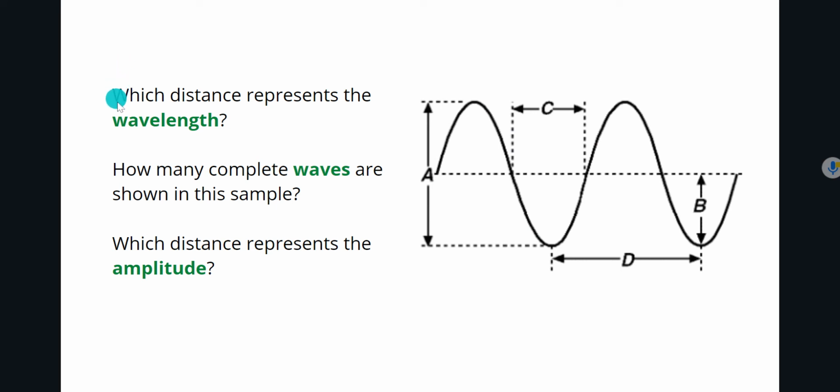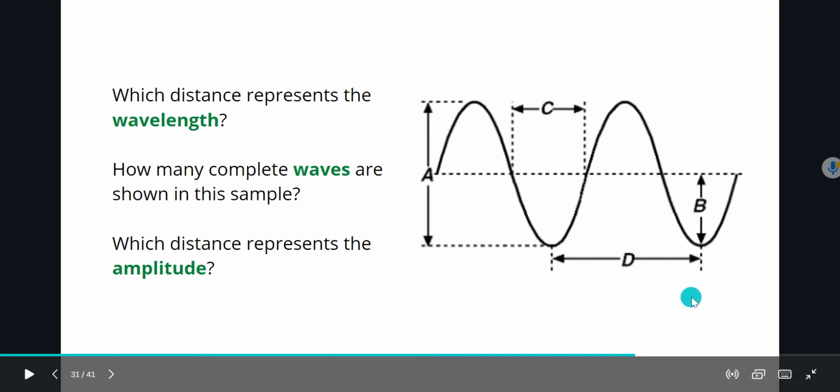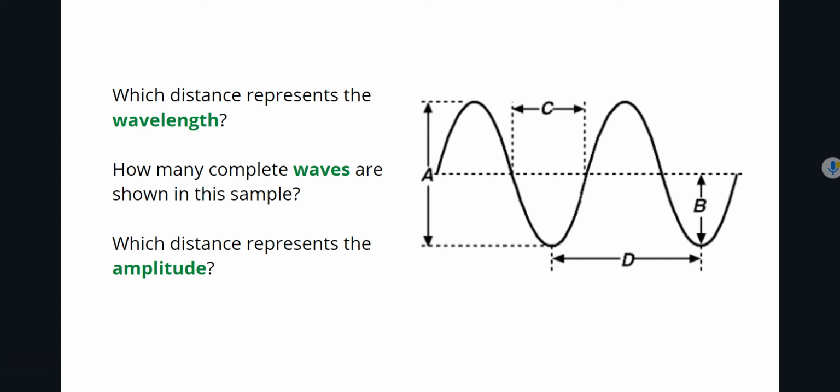Which distance represents the wavelength? All right, so it's not up and down, it's the length of a wave, and it's not C. C is going to be half a wavelength, right? This is going to be just the length of a trough. A wavelength is from the base of this trough to the base of this trough too. That would be D.